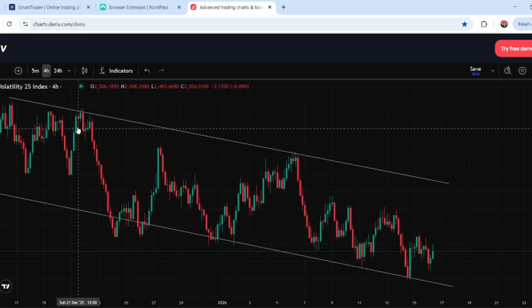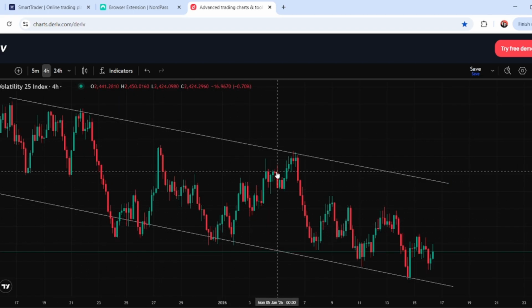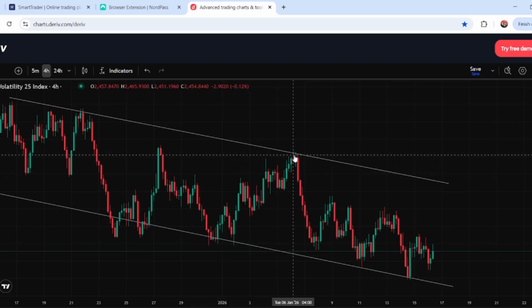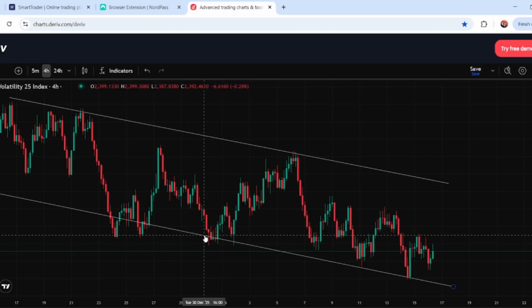But I'm going to implement an indicator which can show you when the market is ready to sell and when the market is also ready to buy. So right away, this is the indicator that you are going to use.